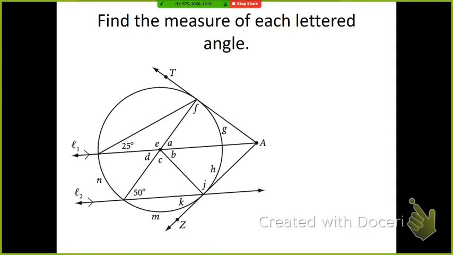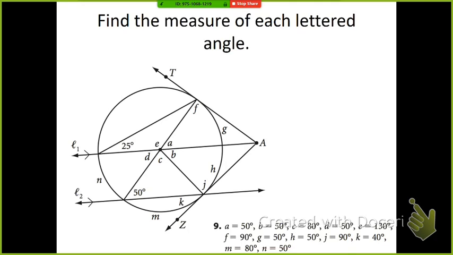Okay, and this last problem here kind of puts everything that we've learned about circles together so far. So if you want to pause the video, in a couple seconds I'll show you the answers and just give you some tips and tricks. Okay, so there are the answers.